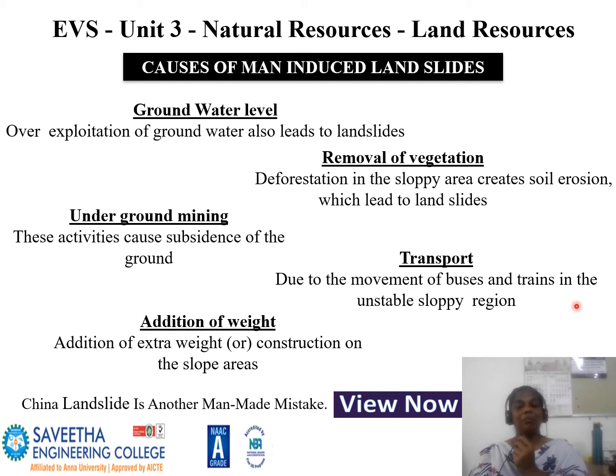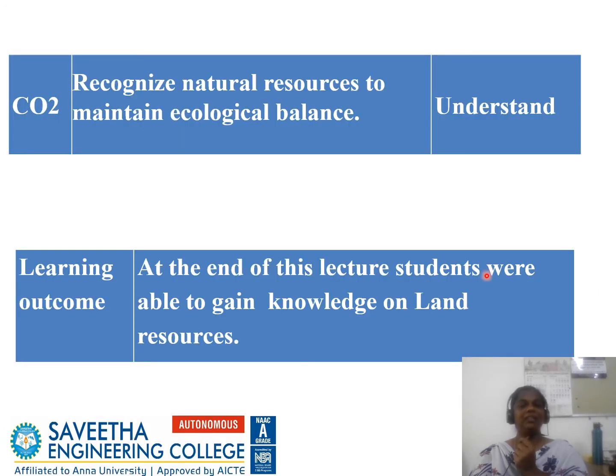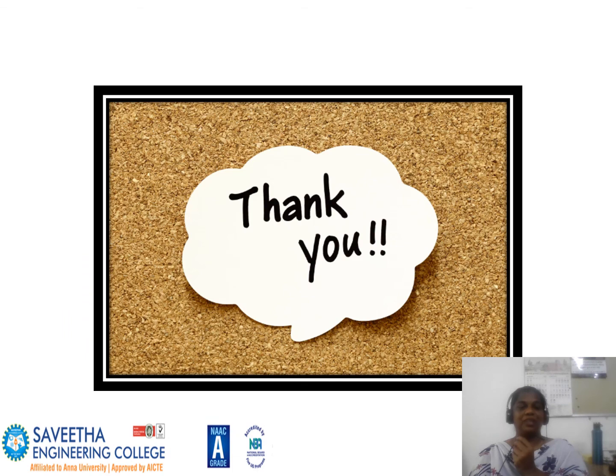So this is all about land resources. We have studied how important land is, how we overexploit it, what the causes of devastation of land resources are, and how it could be rectified. So I think the learning outcome is achieved. At the end of this lecture, you were able to gain knowledge on land resources. Thank you.